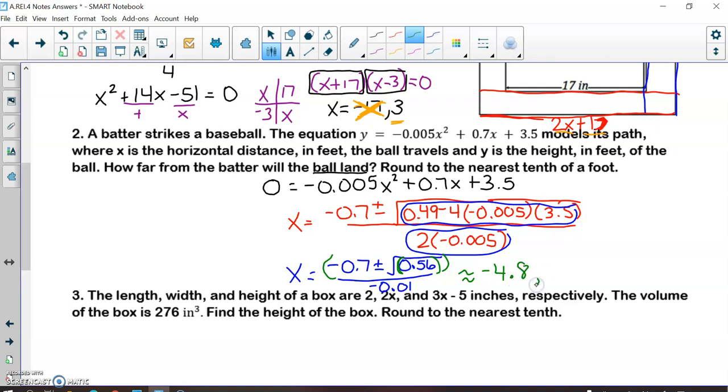Now doing that again, parentheses, negative 0.7 minus the square root of 0.56, close your parentheses twice, divided by negative 0.01, you get 144.8. Now we're talking about the distance that the ball went horizontally. You cannot have a negative distance, so the negative 4.8 does not make sense in context of the situation. So instead, we are going to use the 144.8 feet. That is our answer.